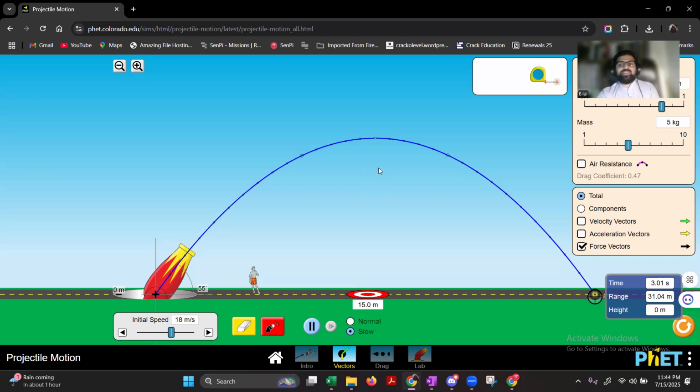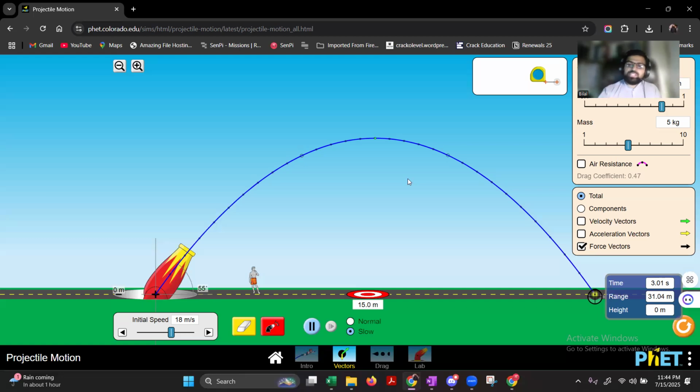Which projectile will have greater height, and which projectile will cover more horizontal distance? Like, which projectile will have higher range and height values? What do you think? Does mass matter in this whole analysis or not? This is my question for you. What do you think?